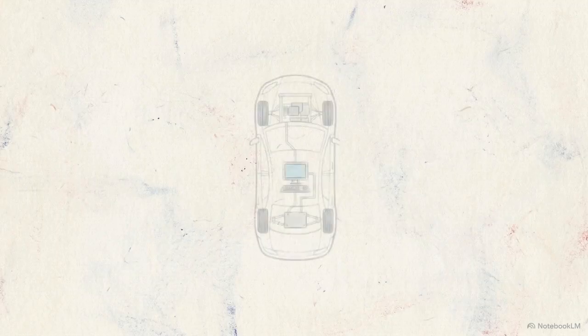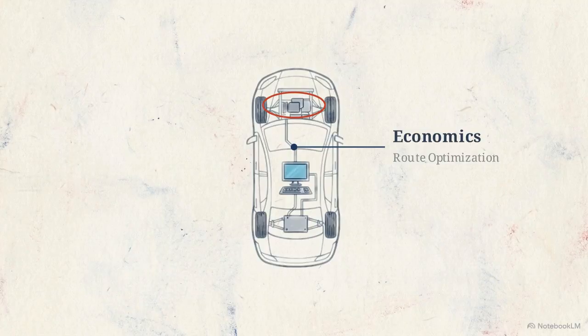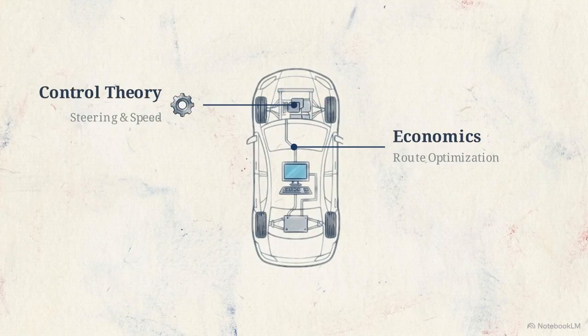Let's test how this comes together. Look at this self-driving car. If you had to identify which specific disciplines handle optimizing the fuel route and which handle the continuous steering and speed adjustments, what would you say? Route optimization for time and fuel efficiency comes from economics. Steering and speed control come from control theory, and the rest of the car uses the others.